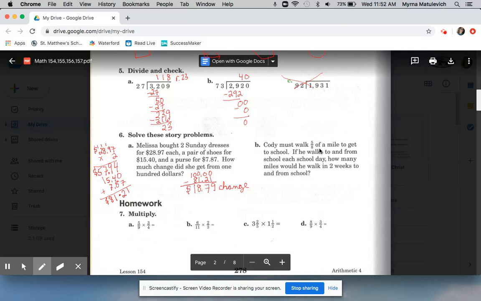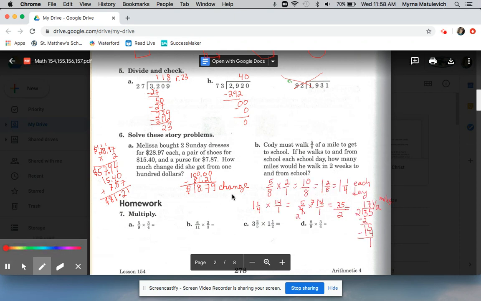Cody must walk 5/8 of a mile to get to school. If he walks to and from school each school day, how many miles would he walk in 2 weeks to and from school? Okay, so first I had to figure out how many miles he walked in a day. So 5/8 times 2, because he walked to and from school each day. I multiplied 5/8 times 2. I put 2 over 1, and I got 1 1/4 of a mile each day Cody walked.